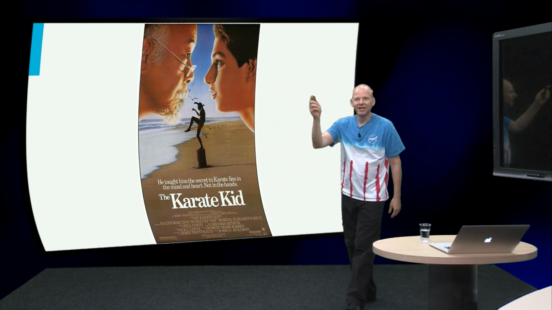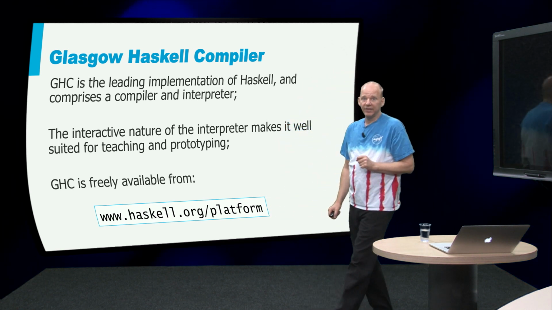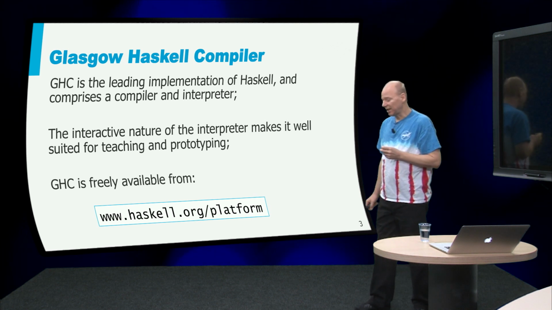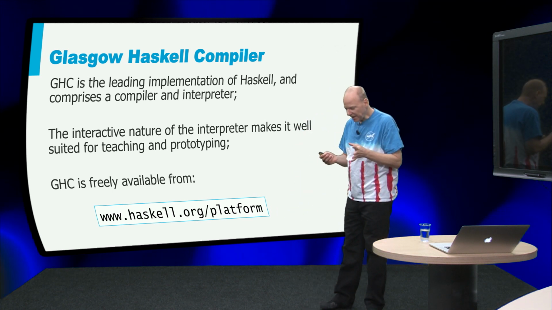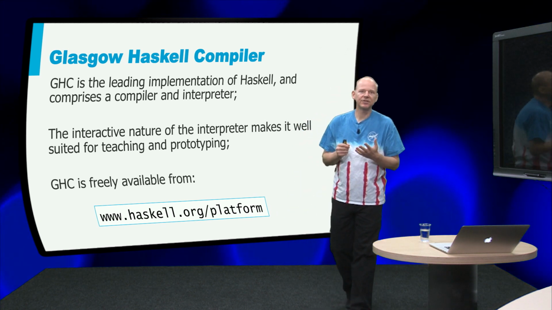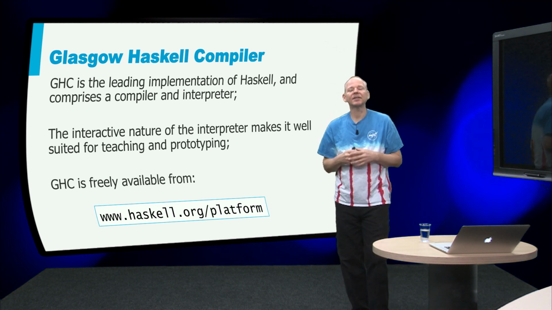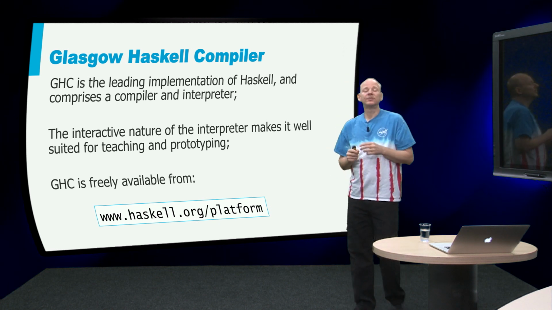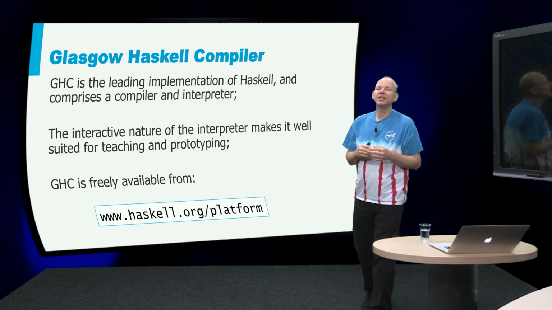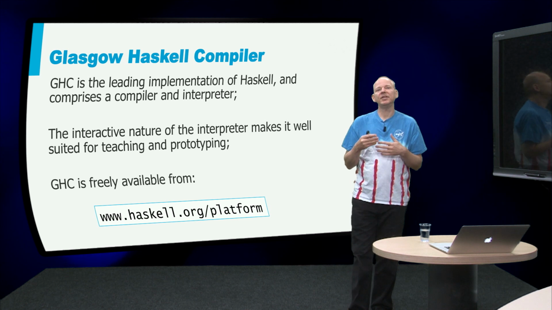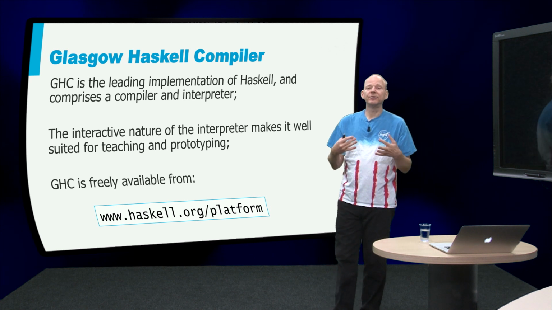All right, let's show some Haskell. The Haskell implementation that we're using in this course is the Glasgow Haskell Compiler, sometimes also called the Glorious Haskell Compiler. And GHC is the leading implementation of Haskell. It has both a compiler and an interactive REPL loop that you can use to type in your code. And the interactive nature of the GHC interpreter makes it really easy to experiment with Haskell, and that's why it's also very useful for this course.